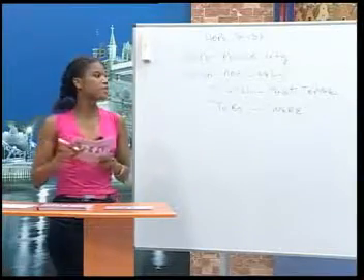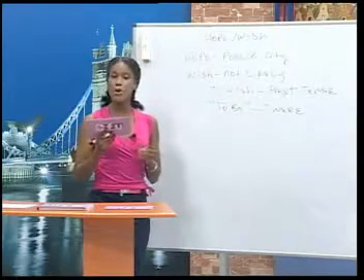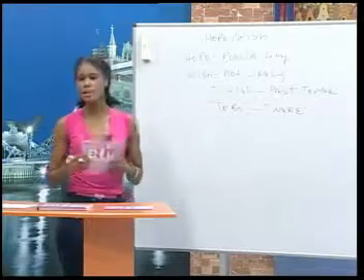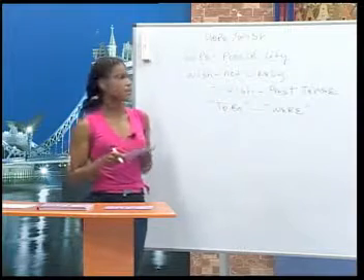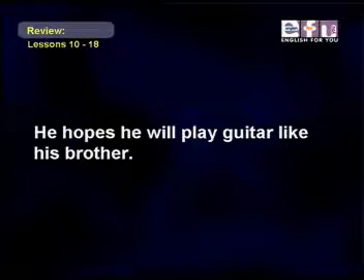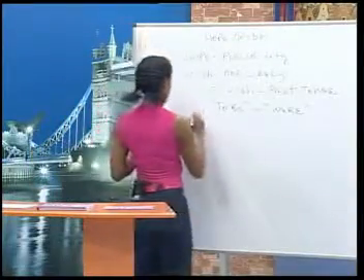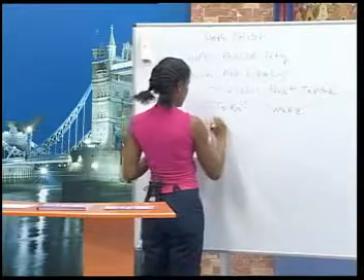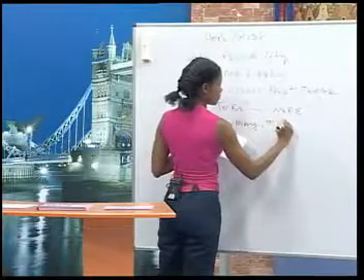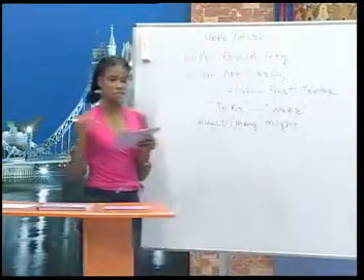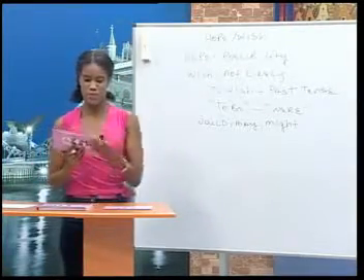So when we use wish, we use the past form to show that it is not reality. But when we use hope, the second verb usually can be in a different tense because it is reality. For example, he hopes he will play guitar like his brother. Okay, we can also use modals such as would, may, and might, together with hope and wish. Okay, so let's review wish and hope, practice a little.